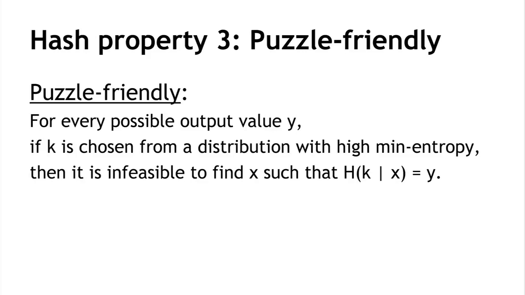So what this means is basically that if someone wants to target the hash function, if they want it to come out to some particular output value y, that if there's part of the input that is chosen in a suitably randomized way, it's very difficult to find another value that hits exactly that target.